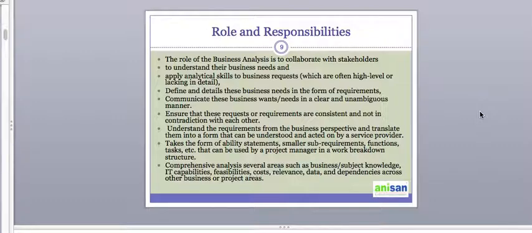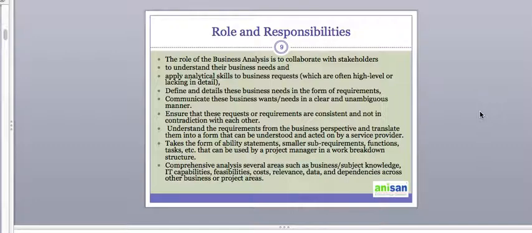It could also take the form of ability statements, smaller sub-requirements for functions, tasks, etc., and it can be used by the project manager in the work breakdown structure. So basically you are working closely with the project manager in order to communicate the requirement.